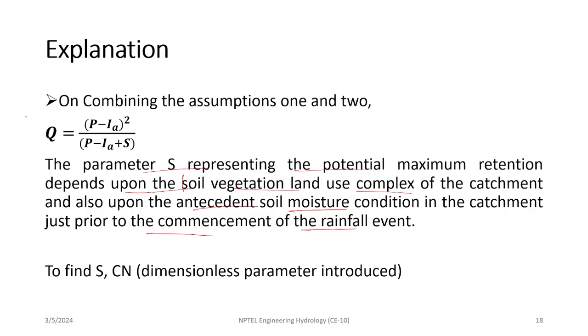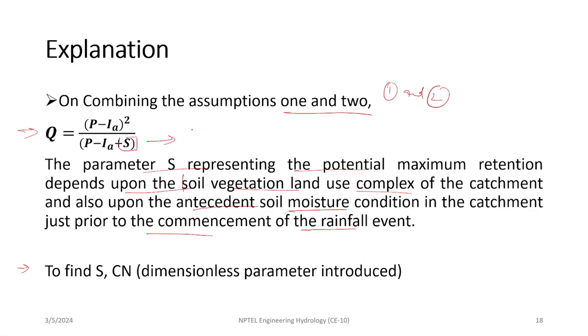So you can see that after using this 1 and 2 assumption, this SCS-CN method has come up with Q to compute the direct value. This is a direct runoff value. Okay, now just one more line: there is one more empirical approach which has been given by the SCS-CN method.